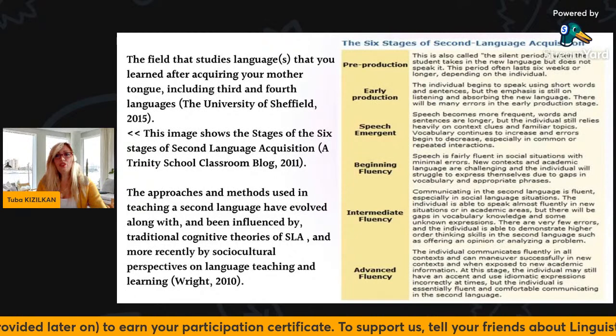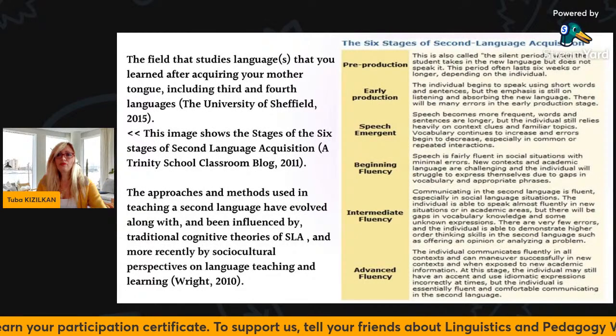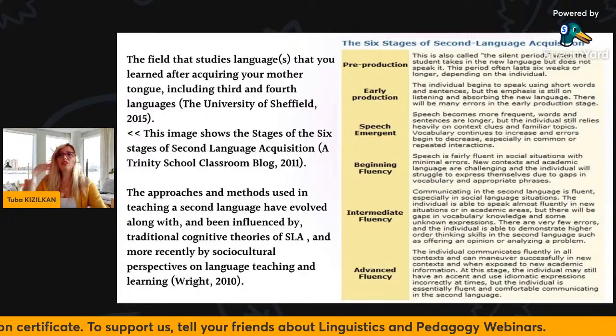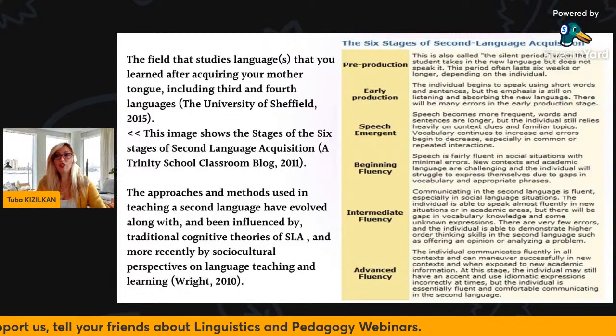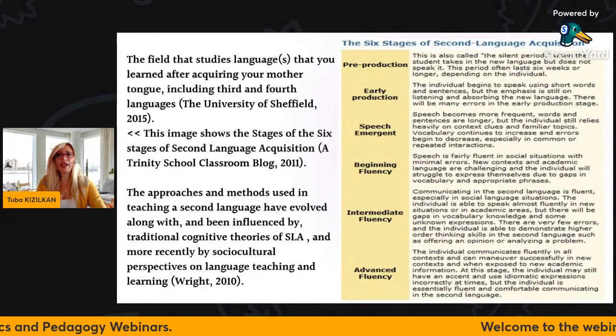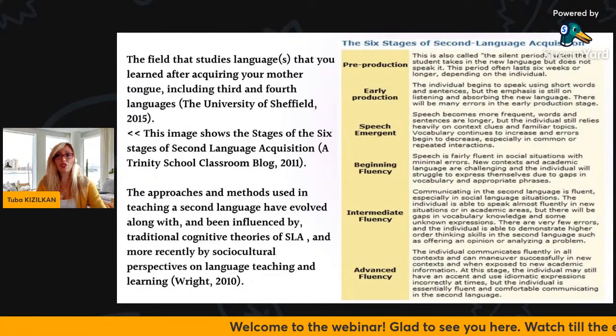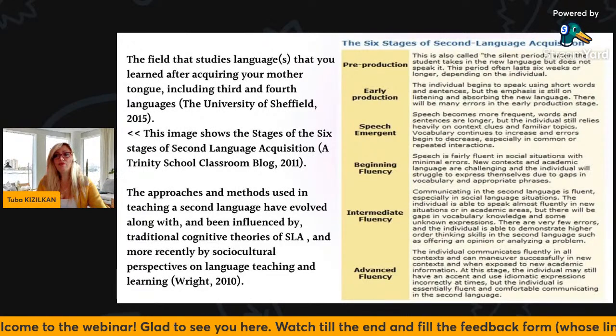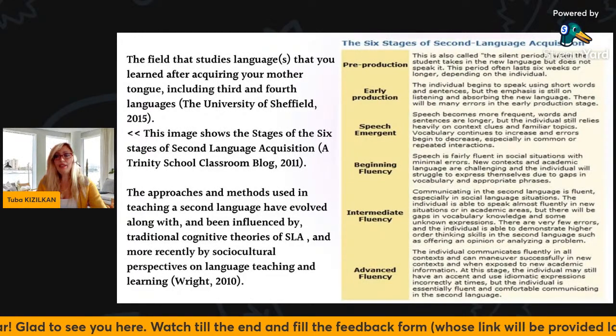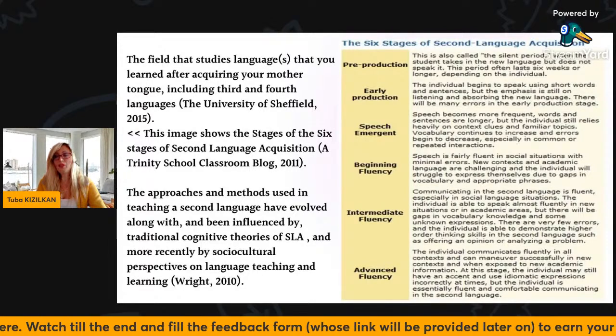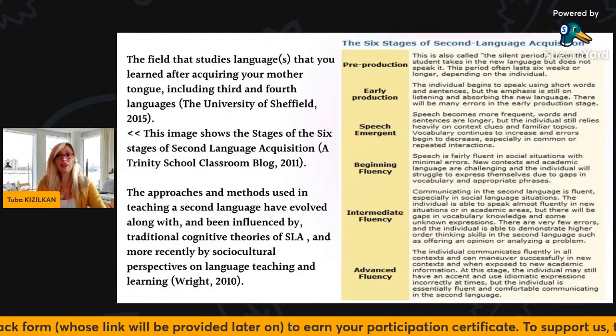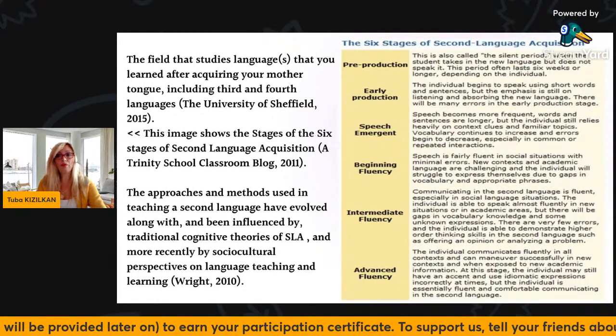And the very next stage is called intermediate fluency. In this stage, the learner becomes even more fluent, especially in social language situations. The learner is able to speak almost fluently in new situations and in academic areas, but there will be gaps in vocabulary knowledge and some unknown expressions. And still, he or she makes a few errors, yet he or she is able to demonstrate higher order thinking skills in the second language, such as offering an opinion or analyzing a problem.